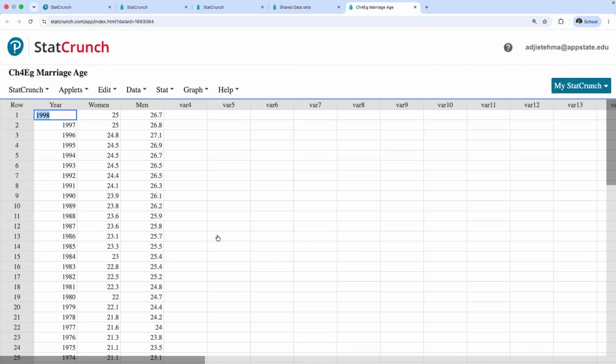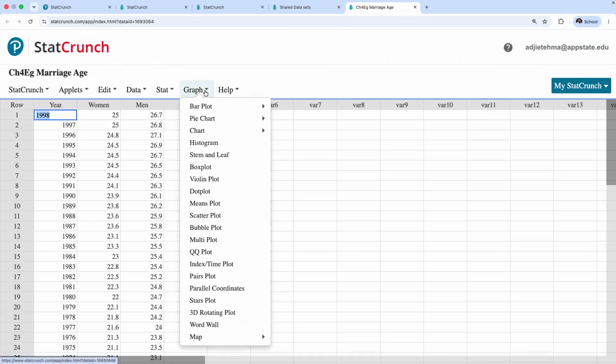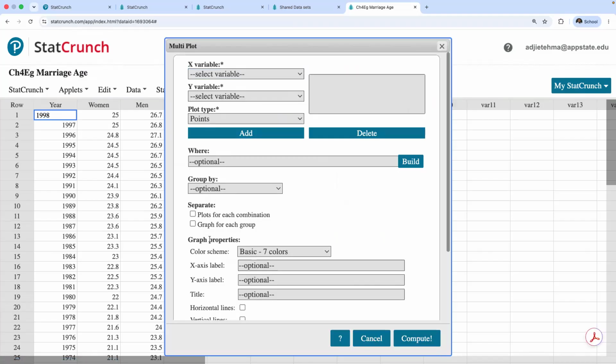So let's try to get the time plot. To do that, we go to graph. To be able to get a time plot, we go to graph, and then we go to multi-plot, and then we click on that one.